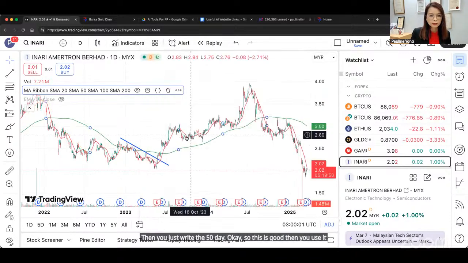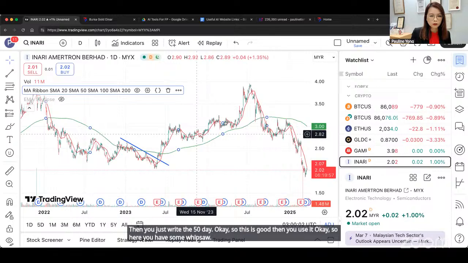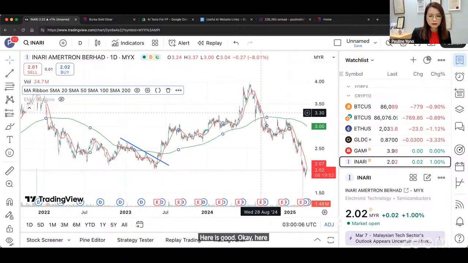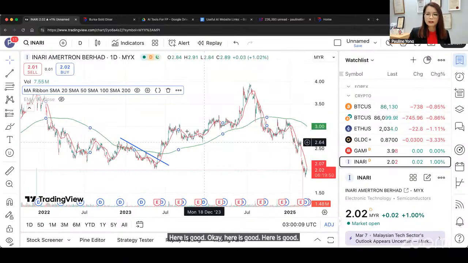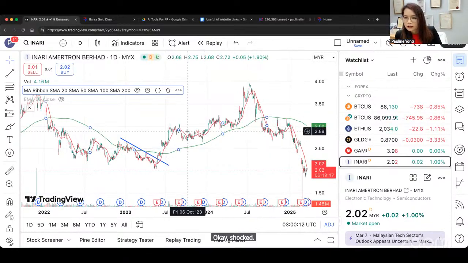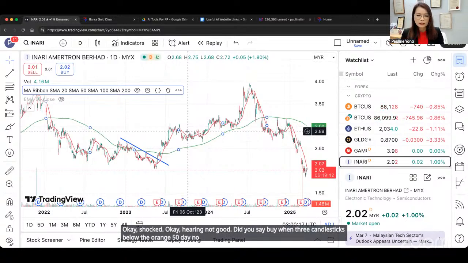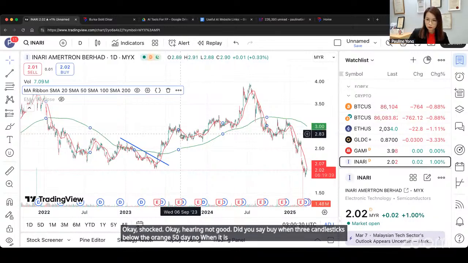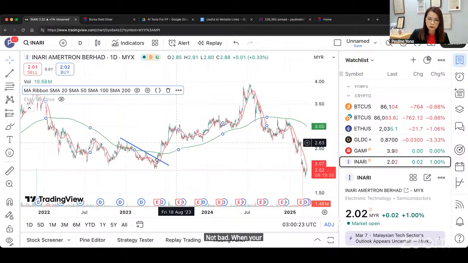Okay, so here you have some whipsaw. Here is good. Okay, here is good. Here is good. Okay, short. Okay, here is not good. Did you say buy when 3 candlesticks are below the orange 50-day? No. When it is below, it means that you need to sell, not buy. When your price is above, then only you need to buy.